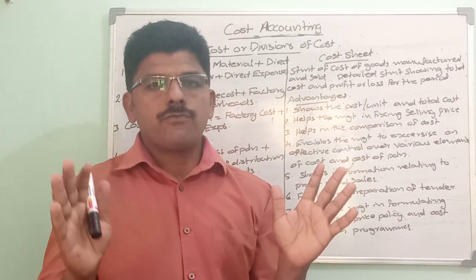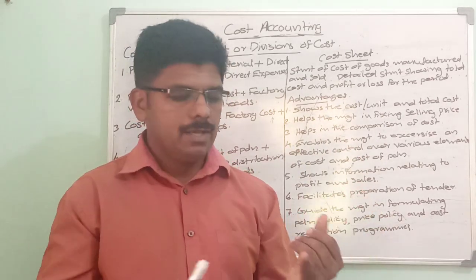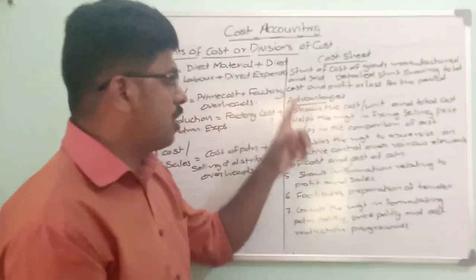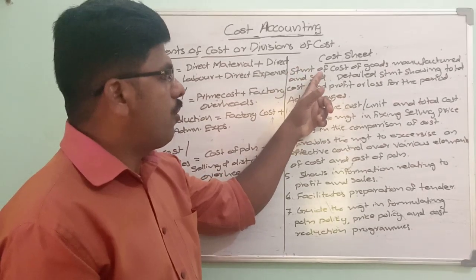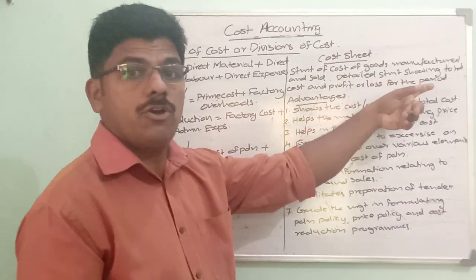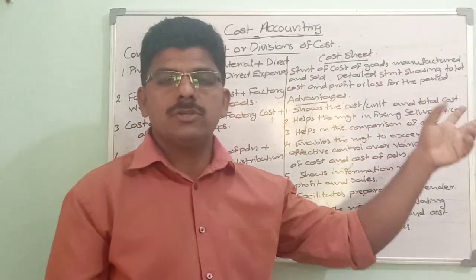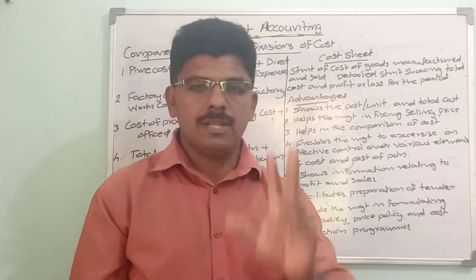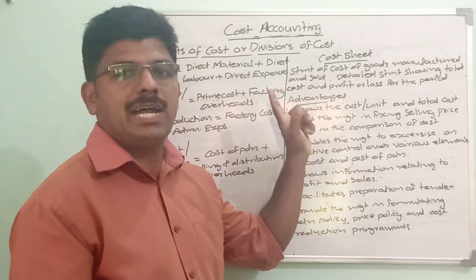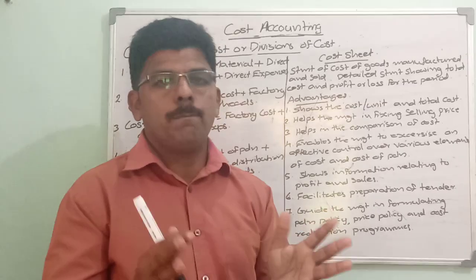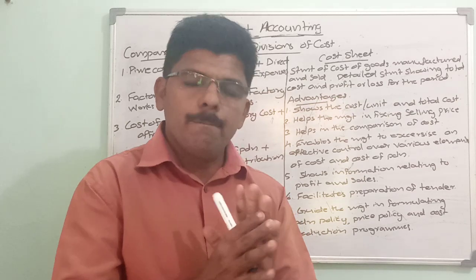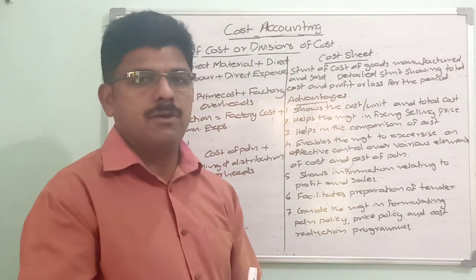Cost sheet is also known as a statement of cost. Statement of cost or cost sheet is a statement showing the cost of goods manufactured and sold, and it is a detailed statement showing the total cost and the profit or loss earned during that particular period. So this is called the cost sheet. Next we are going to see the purposes or advantages of this cost sheet. Why should we prepare this cost sheet? Cost sheet is mainly prepared for getting a number of pieces of information from the business concern, from the cost accounting.